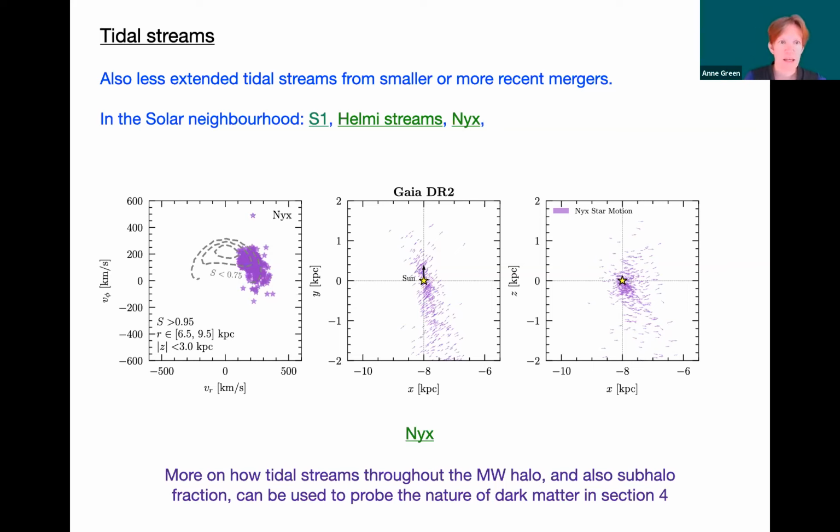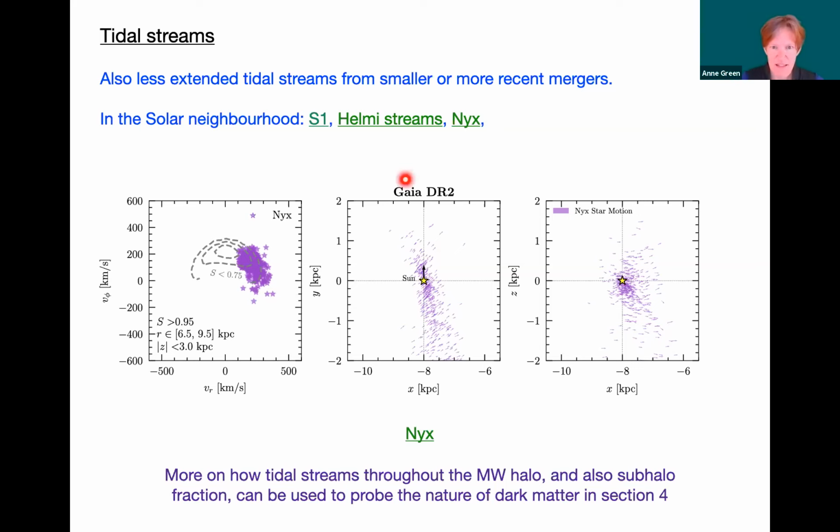And observationally, there are a bunch of detections of streams. In this case, detections are where you do analysis and you think you're seeing it in your data, but for some of these I'm not 100% sure how robust they are. So there are things that have been called S1, the long-standing Helmi streams. I think they're very well established, that they're definitely there. And then something called, I think, Nyx. When people give things clever names, I then can't pronounce them.